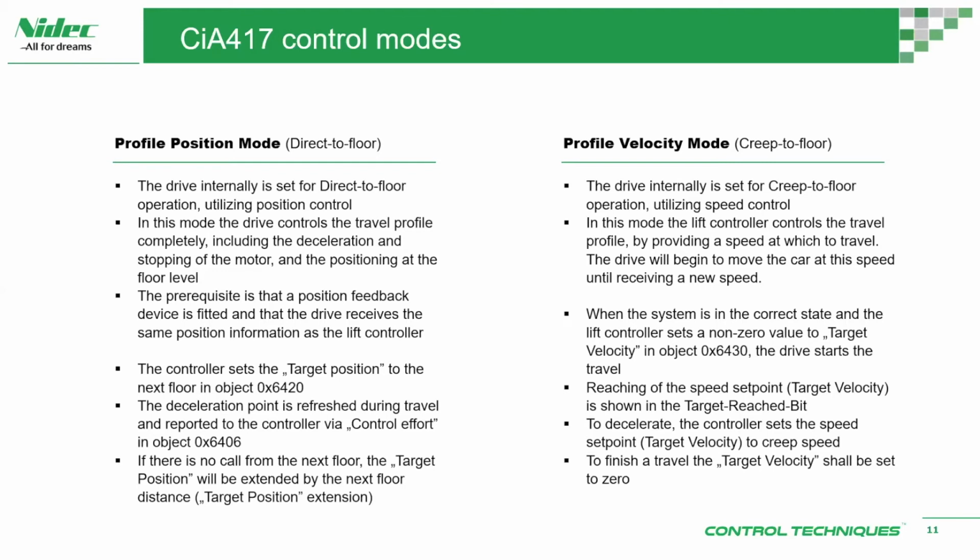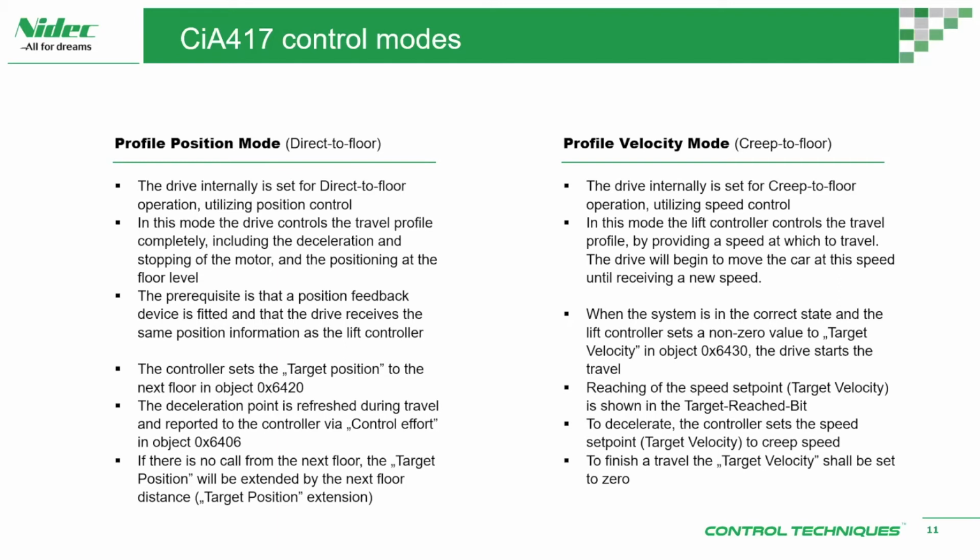Opposed to this is profile velocity mode, or what we call creep to floor. This is a more traditional method, if you want to call it that. So in this case, the lift controller controls the travel profile and the drive just executes. In this case, the lift controller provides the speed at which to travel, and the drive will begin to move the car at whatever speed is given until there's a speed update.